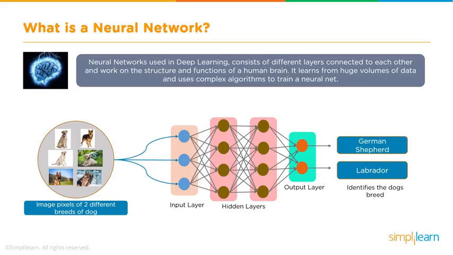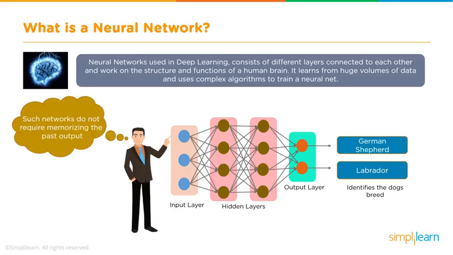RNN, there's some changes in there which we're going to get into. So it's not just a straightforward propagation of data like we've covered in many other tutorials. And finally you have an output layer, and the output layer has 2 outputs. It has one that lights up if it's a German shepherd and another that lights up if it's a Labrador. So it identifies the dog's breed. Such networks do not require memorizing the past output. So our forward propagation is just that. It goes forward and doesn't have to rememorize stuff.